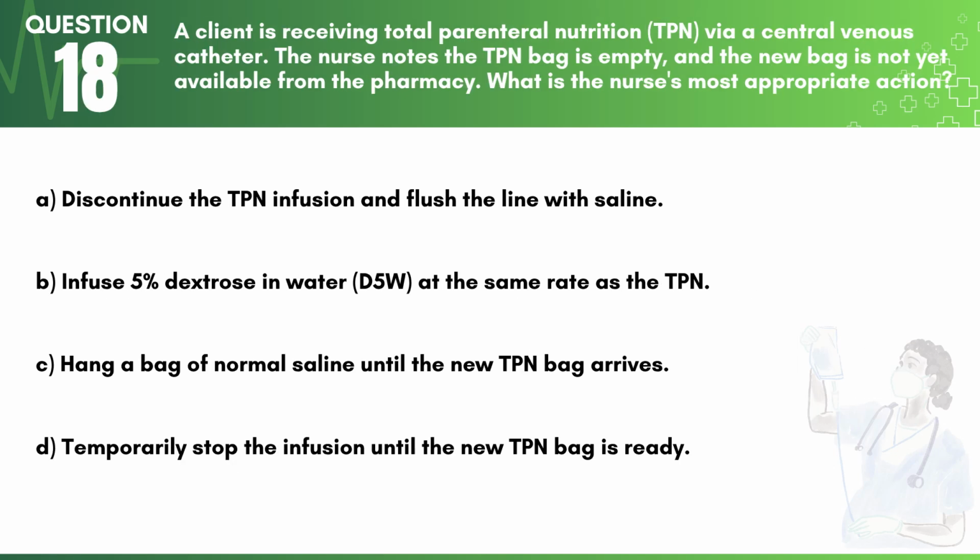Question 18. A client is receiving total parenteral nutrition, TPN, via a central venous catheter. The nurse notes the TPN bag is empty, and the new bag is not yet available from the pharmacy. What is the nurse's most appropriate action? A. Discontinue the TPN infusion and flush the line with saline. B. Infuse 5% dextrose in water, D5W, at the same rate as the TPN. C. Hang a bag of normal saline until the new TPN bag arrives. D. Temporarily stop the infusion until the new TPN bag is ready.